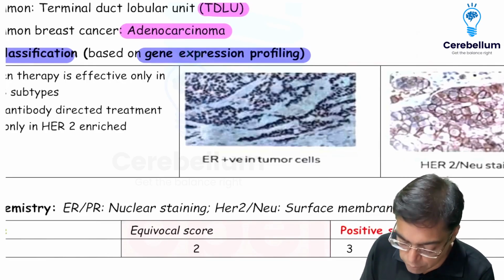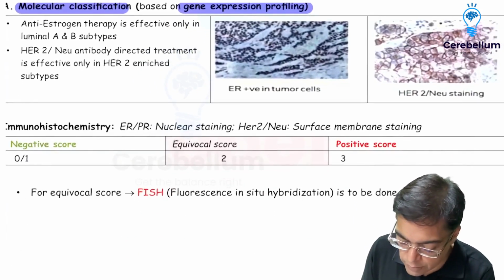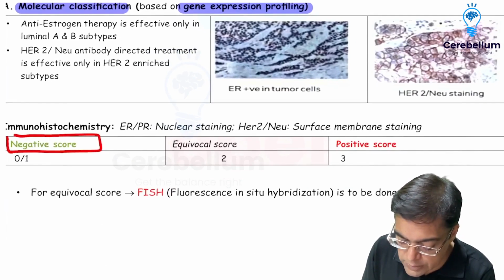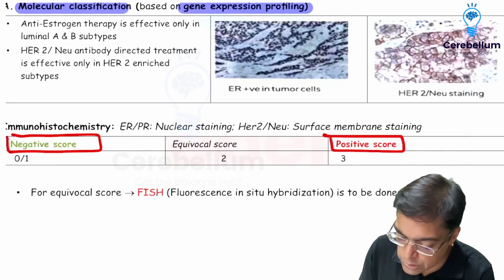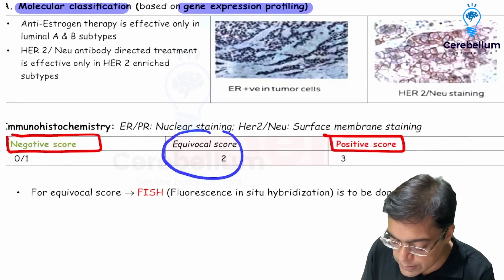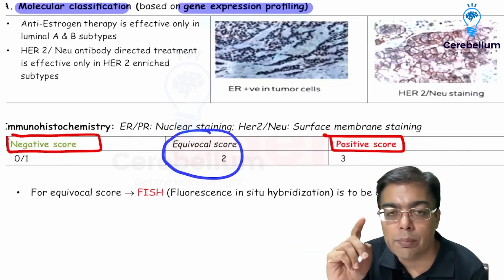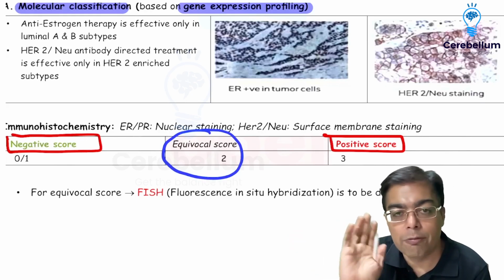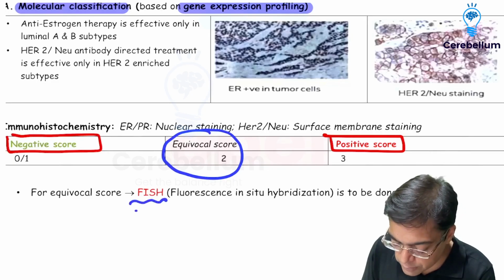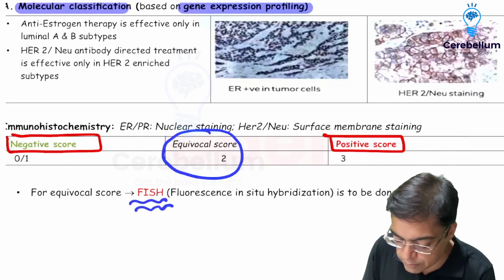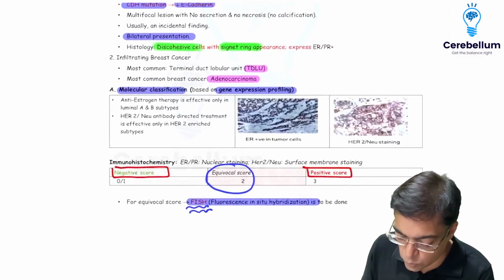Whenever we talk about immunohistochemistry, we use a scoring system. If the score is 0 to 1, it is considered a negative score. If the score is 3, it is considered a positive score. But that is where the trouble arises when you have a score of 2. You can neither call it positive nor negative. This is referred to as an equivocal score. Whenever you have an equivocal score with respect to the staining, you have to go in for a further investigation, and that further investigation is quite commonly asked in the exam. That is fluorescent in situ hybridization.